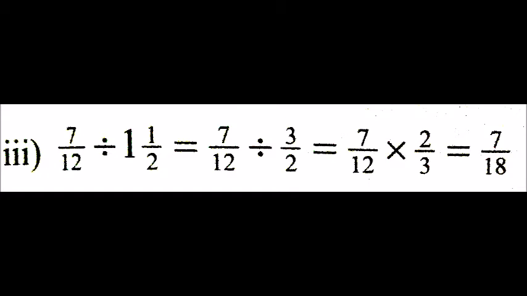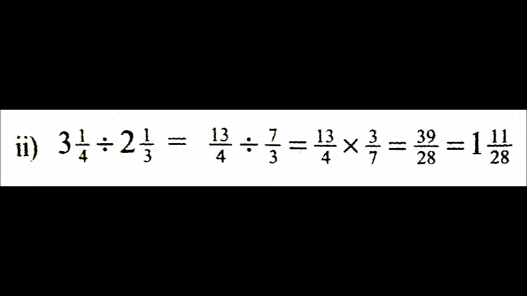Or you can divide by 2. 2 goes into 2 once and goes into 12 6 times. So 7 times 1 is 7, 3 times 6 is 18. As you can see.